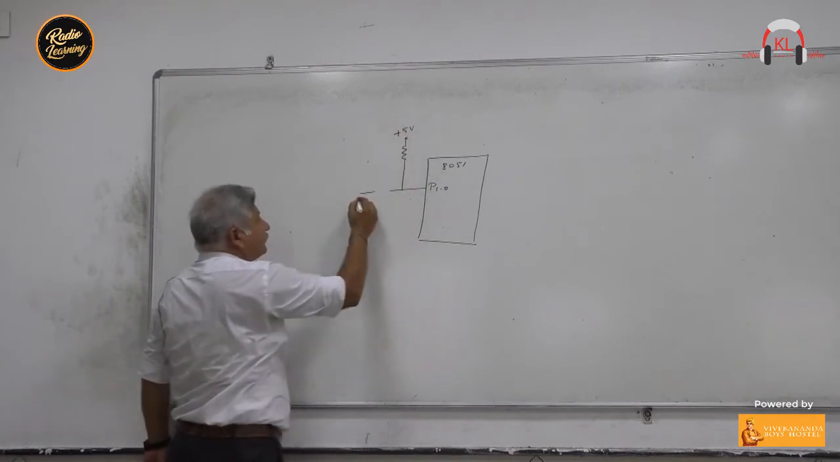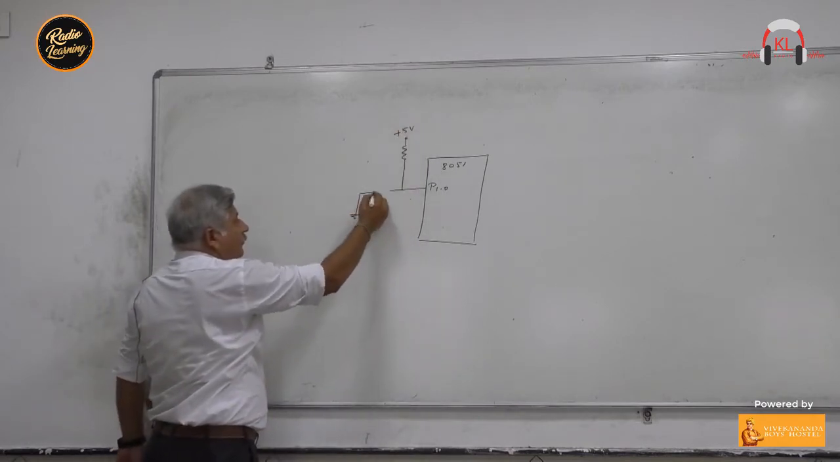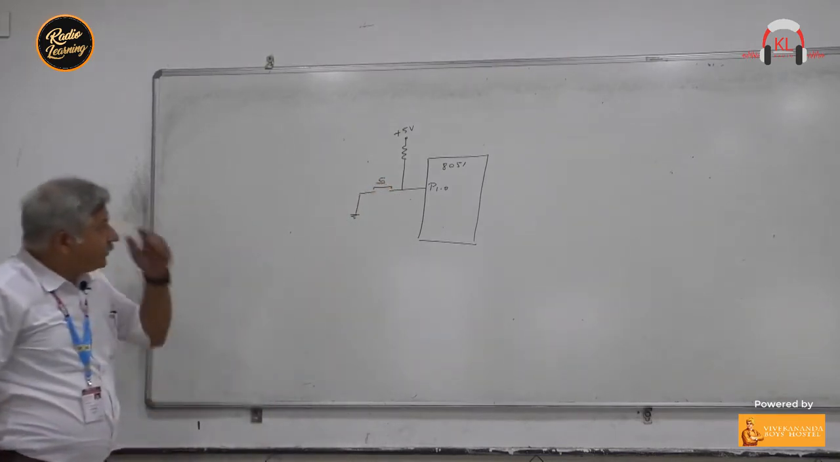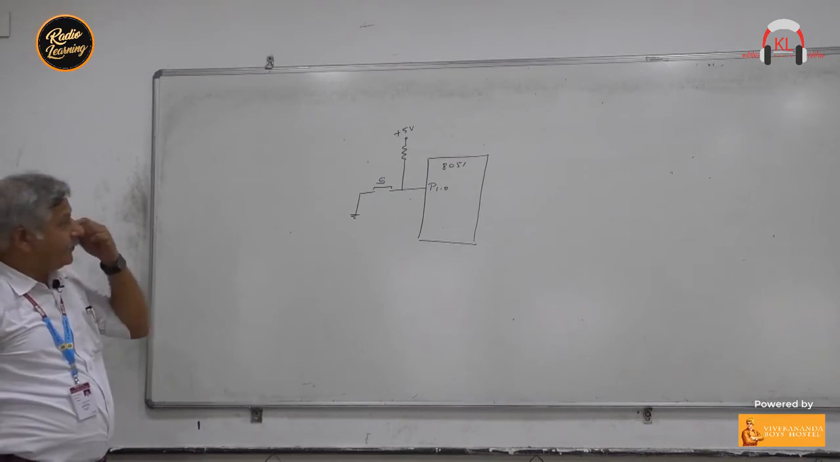Here it is plus 5 volt, ground, and this is the switch. The name I have given is S. This is a push button type of switch I have connected here.